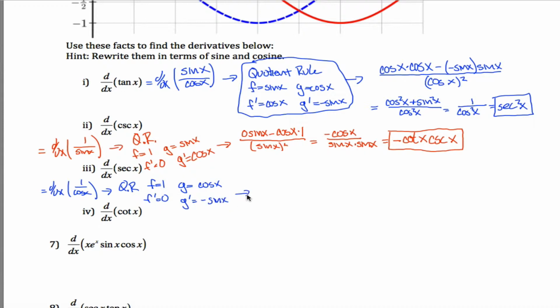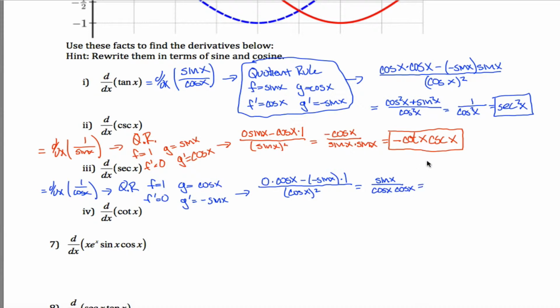And if I apply my quotient rule, I say it's f prime, 0, times g, I'll write it out, cosine of x, minus g prime, which is negative sine of x, times f, which is just 1. And you divide that whole thing by g squared, cosine of x squared. So how does this simplify? Well, again, 0 times cosine is just 0. Negative times a negative is a positive. This time I have positive sine of x divided by cosine of x squared, which I'm going to again write as cosine of x times cosine of x.